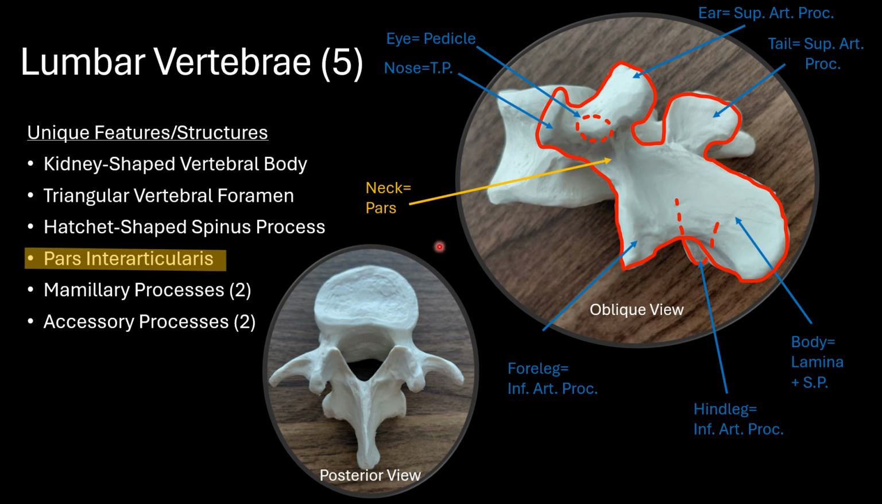So the pars interarticularis is going to be the neck of the dog. Now what its name implies, pars meaning apart, inter meaning between, articularis refers to the articular processes. So the pars interarticularis is this bridge between both of the articular processes. And it's a rather weak spot. It's actually the weakest spot of the lumbar vertebral arch, and it's prone to fracture.